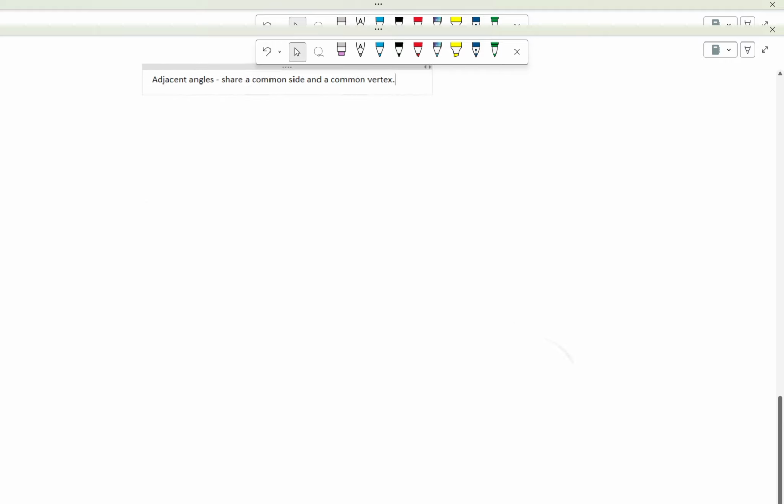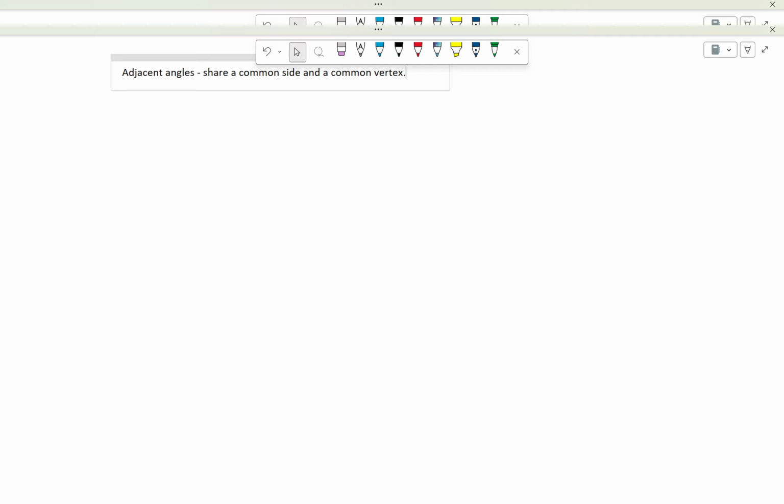Oh, sorry guys, it's probably difficult to read. Let me go ahead and enlarge that for you. They share a common side and a common vertex. In fact, I need to work on some of my default settings, because I think this is going to change the thickness of my pen if I do this. Okay. I'm going to draw this a little bit differently.